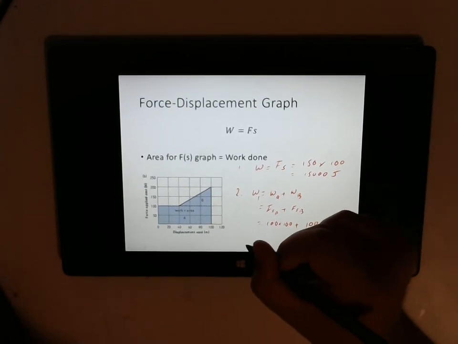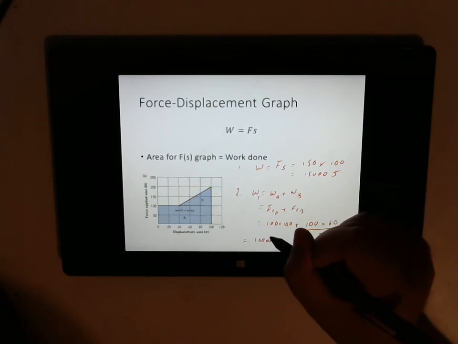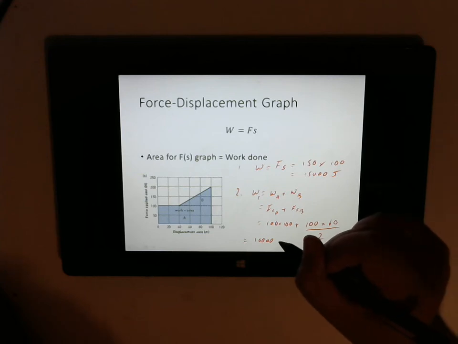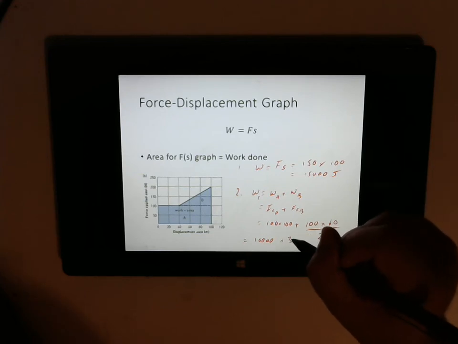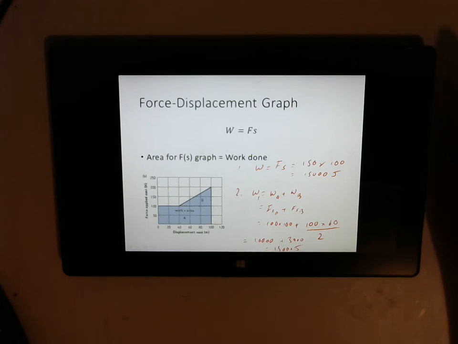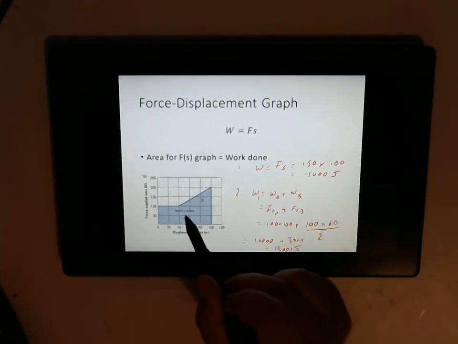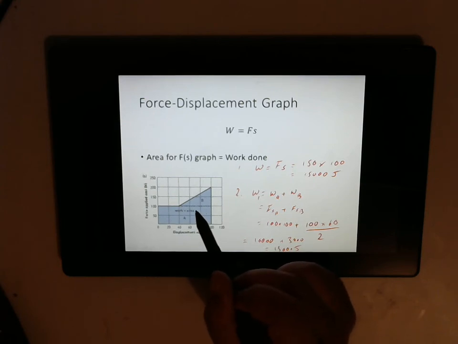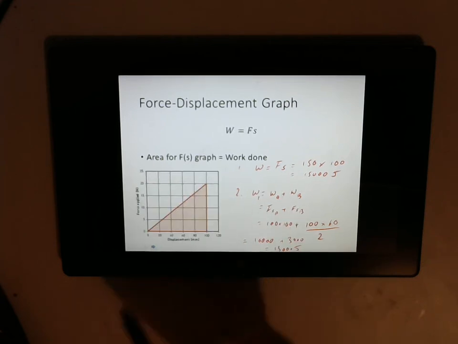Don't forget that bit. And all up, well, 100 times 100 is 10,000. 100 times 60 would be 6,000. Divided by 2 is 3,000. So that equals 13,000 joules. Okay. And note, this shape here looks a little bit bigger than that previous one, but that's just a trick of scale, so don't be fooled by that.